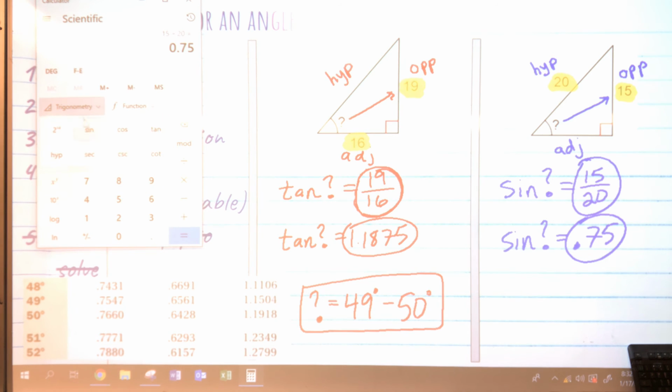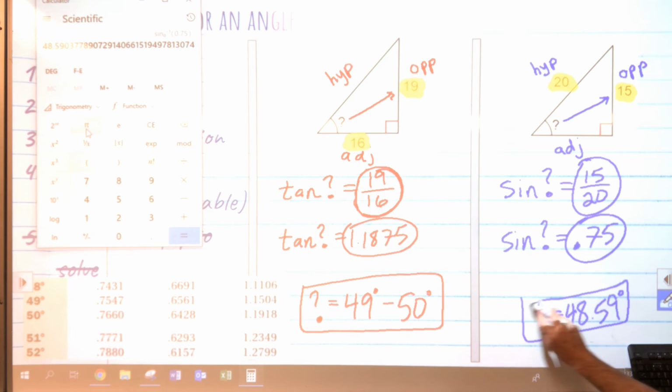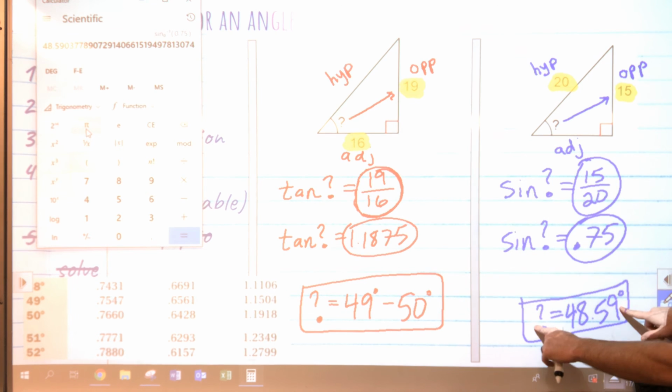I go to trig, and right here I hit the second button. And because I'm using the sine ratio, I use inverse sine. Inverse sine gives me my angle, which is 48.59 degrees.